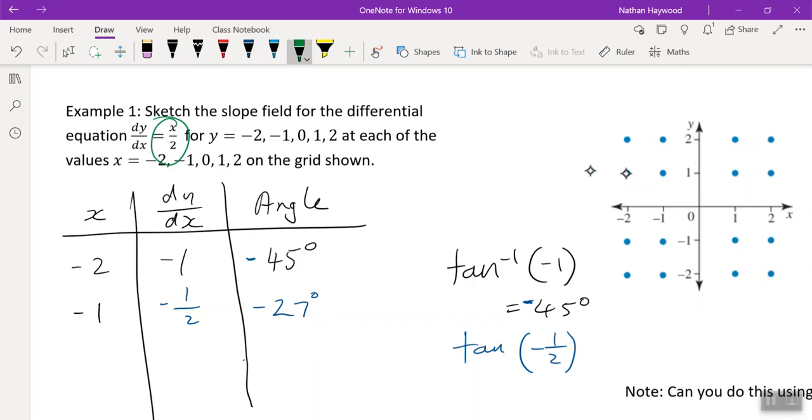How I did this: go from there to there, that's an angle of 45 degrees, and you draw a little straight line at the point x equals -2, y equals 0. So all of the y's, it doesn't matter what y is because there's no y, at x equals -2, they will all be -45 degrees.